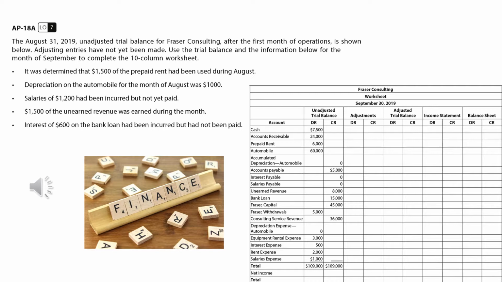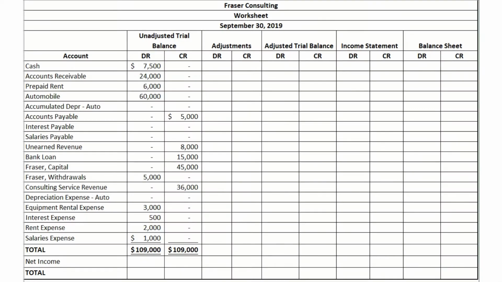So we were asked to use this trial balance and the information from these 5 bullet points for the month of September to complete this 10-column worksheet. I will walk through these transactions in a moment. All right, so I've set up this spreadsheet, or worksheet I should say, in Excel for this exercise.